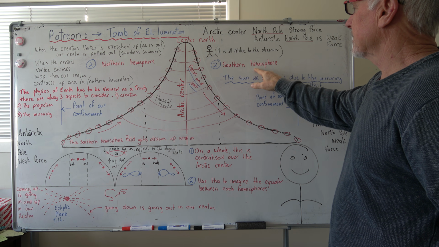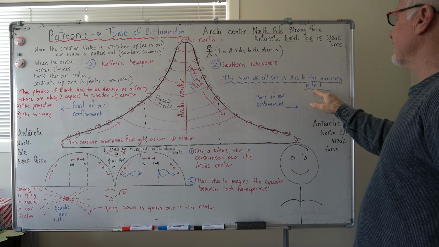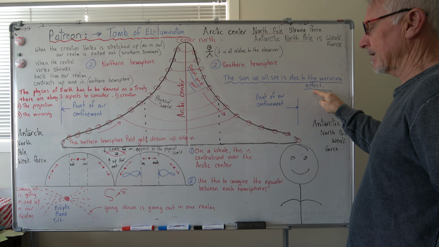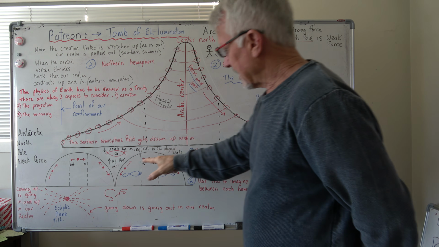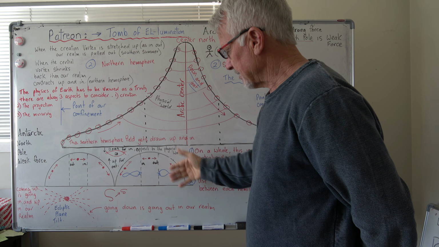Southern hemisphere. The sun we all see is due to the mirroring effect. It's all mirroring. In the moisture-filled atmosphere, and this curved field, it just creates a mirrored projection.